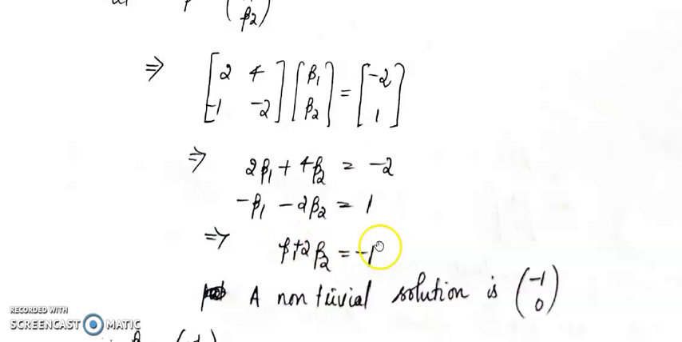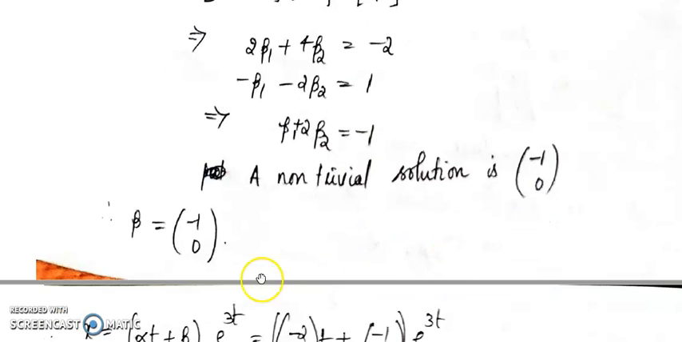Now our aim is to find the value of beta 1, beta 2. This system will have infinitely many solutions, so we need to find any one solution such that it satisfies the equation. I can take beta 1 equal to minus 1 and beta 2 equal to 0. This will be a solution for the given equation. So we have got the value of beta. We can take any solution we like, and the general solution will differ accordingly. So beta will be equal to minus 1 0.